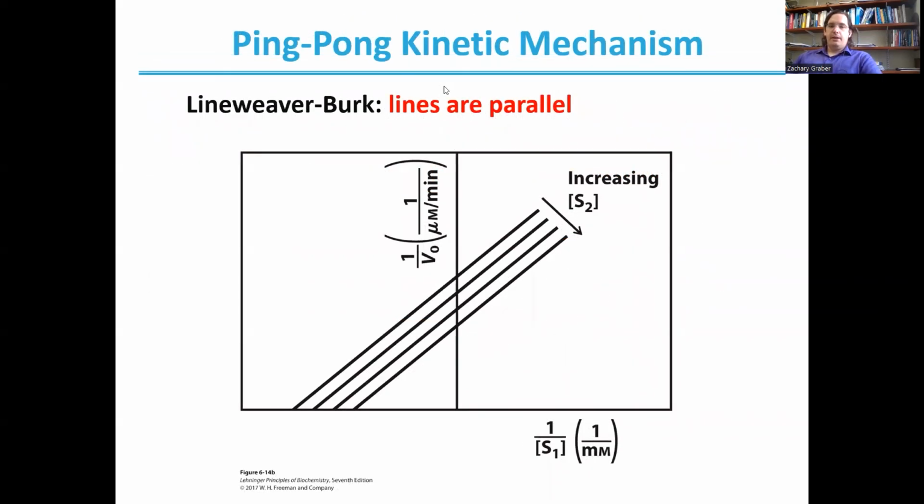For a ping-pong mechanism, we'll see a key difference in our Lineweaver-Burk plot. Our lines will actually be parallel here. So in this case, the slope will be constant between each line as we change our substrate concentration, and we'll just change where we intercept the y-axis. So again, as long as we can measure the rate at different concentrations of substrate 1 and substrate 2, we could actually use this to learn something about the mechanism of our 2-substrate enzyme.